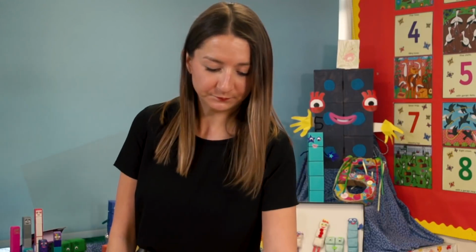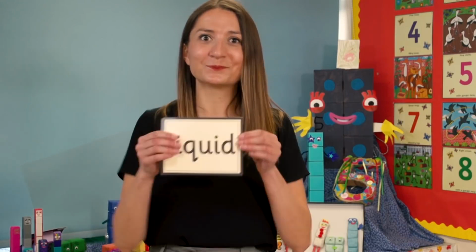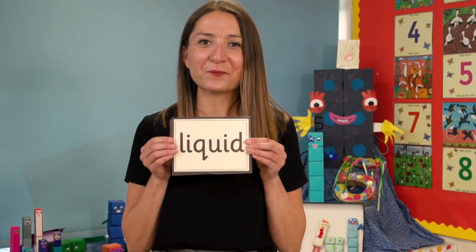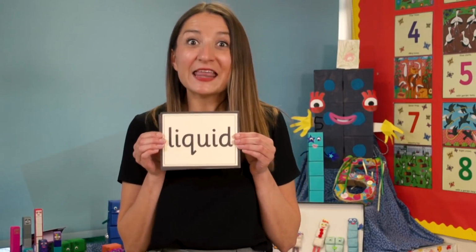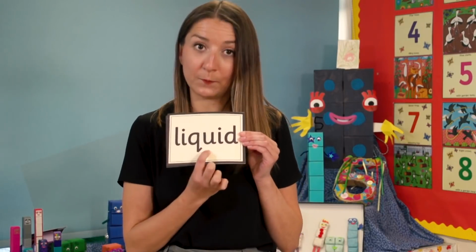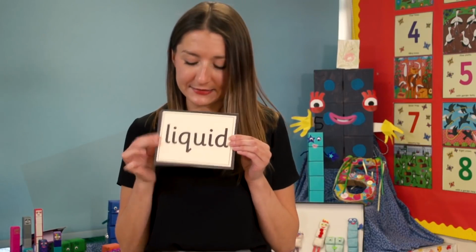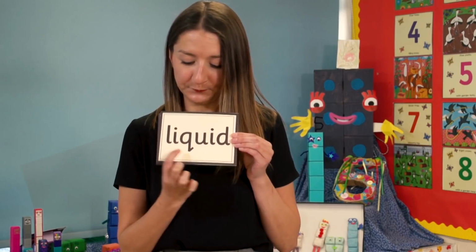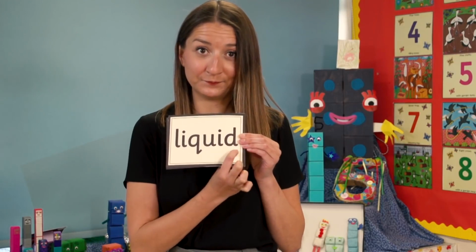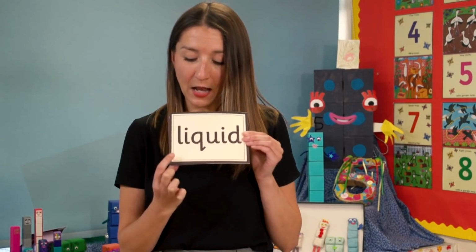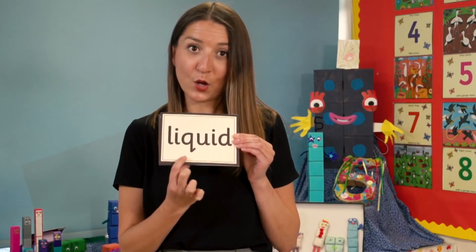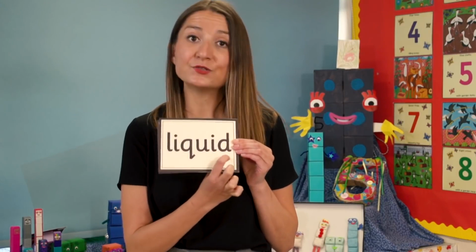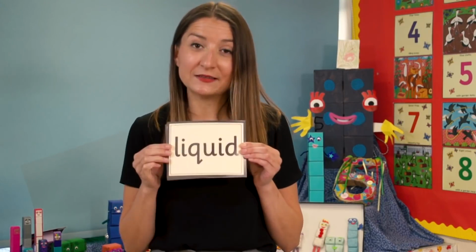Let's read some multi-syllabic words with graphemes we already know. Can you spot the digraph? Yes, the digraph is qu. Sound out and blend. I, qu, I, d. Liquid. Water is liquid.